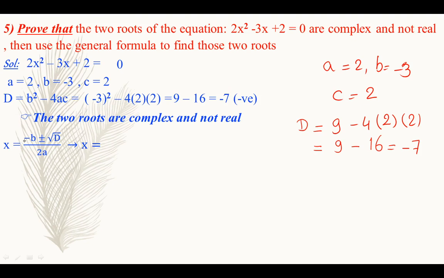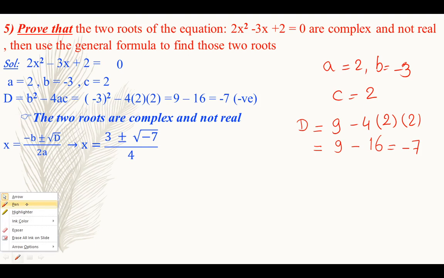Substitute negative b, which equals 3, positive or negative root of the discriminant, which equals negative 7, over 2a. Here you have to revise what we studied before. Here you have negative 7 under the square root, but you are solving this example in the set of complex numbers. So how can we find the square root of negative 7?